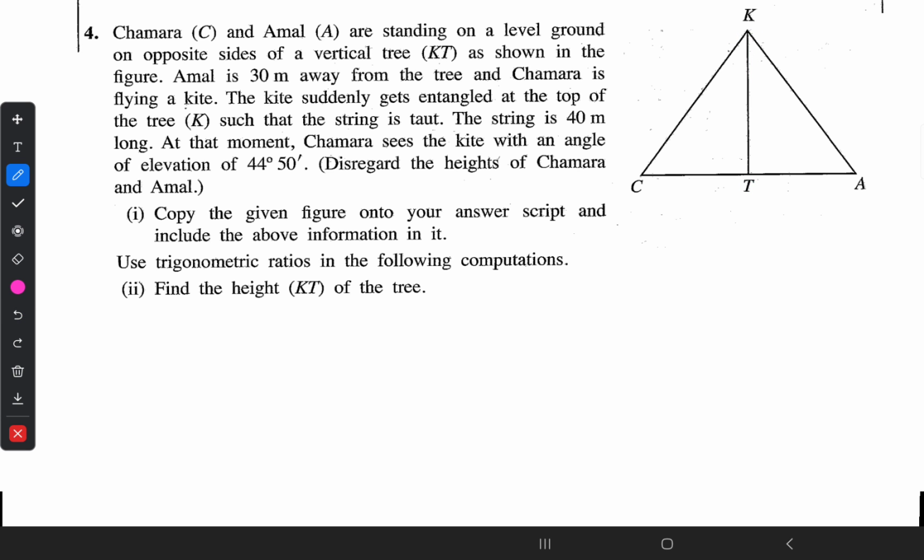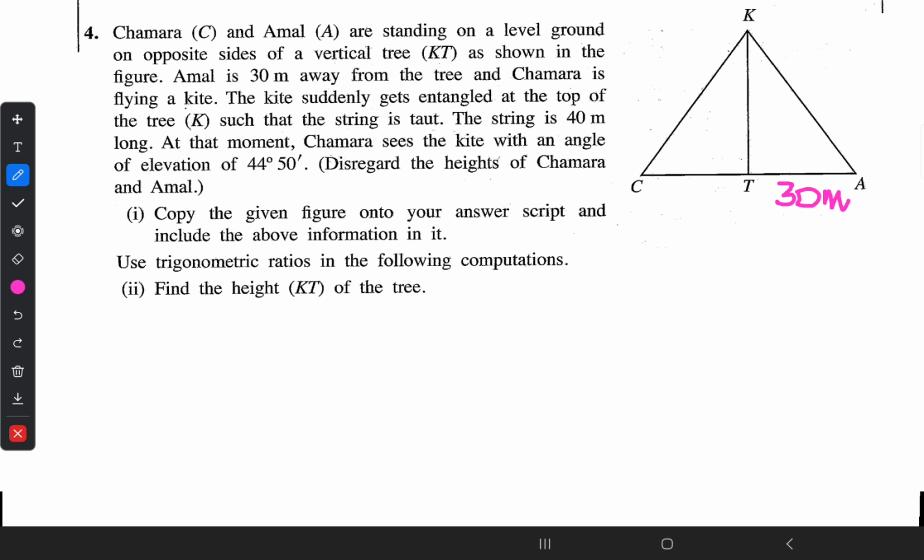Amal is 30 meters away from the tree and Chamara is flying a kite, as in the shown figure. So this is the tree, and from the bottom of this tree Amal is 30 meters away. This length was 30 meters.